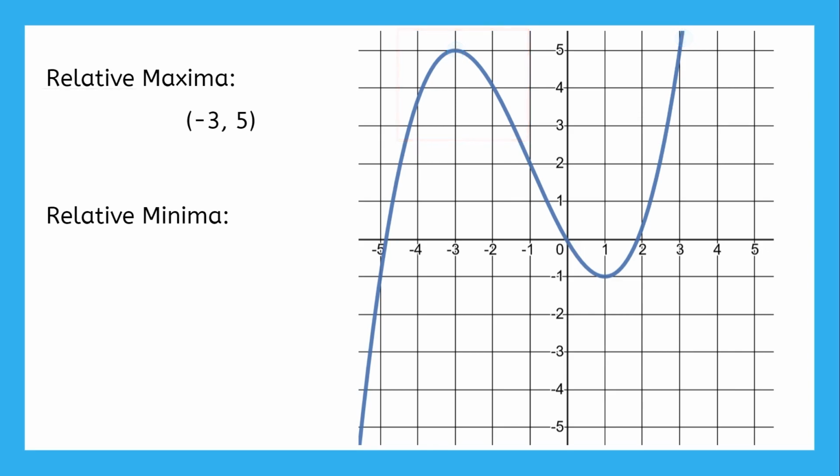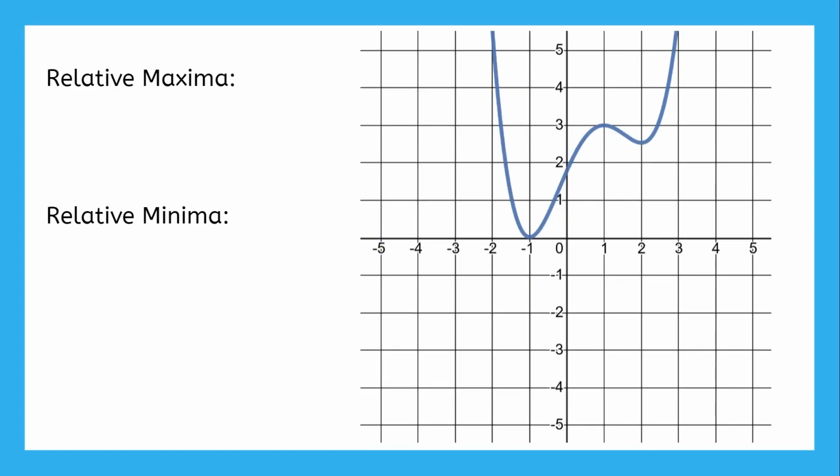So are there any minima on this graph? Sure, right here at 1, -1. Just like with the maximum before, this is a minimum relative to the other points around it, even if it isn't the minimum of the entire graph.